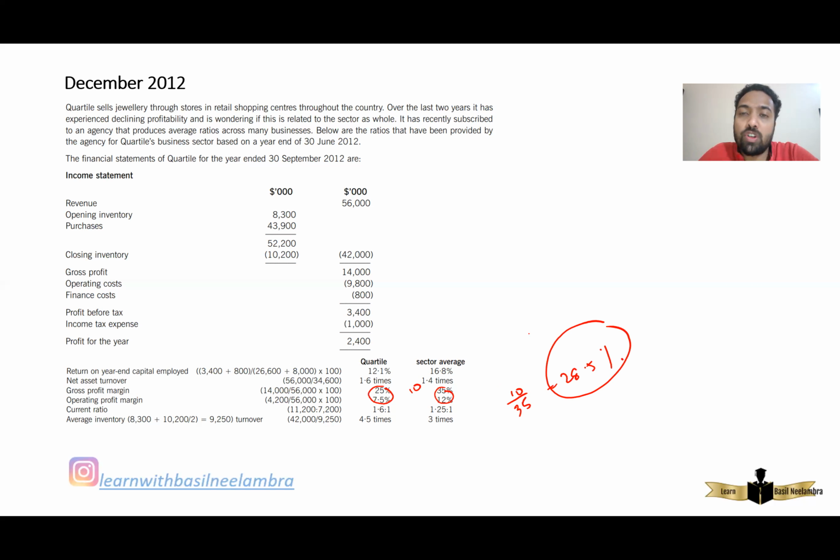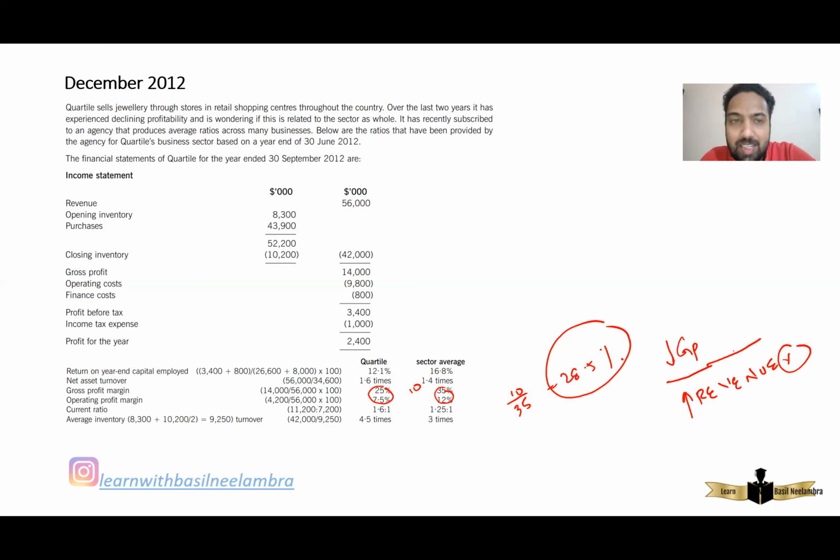So when will gross profit margin fall? Gross profit margin will fall when gross profit is lower or when revenue is higher. But if you have been watching my class, this is not your answer. Don't write revenue is higher, just write gross profit is lower. Why is gross profit lower?